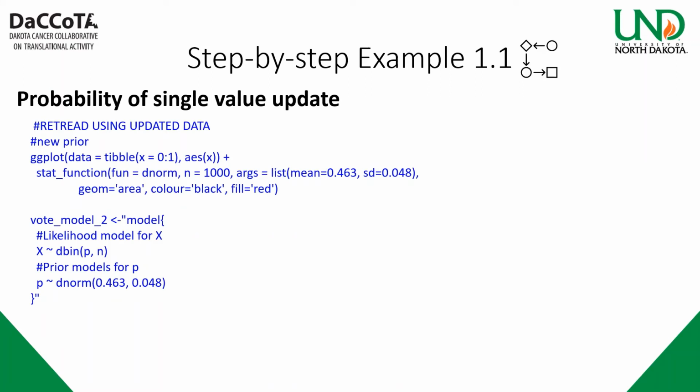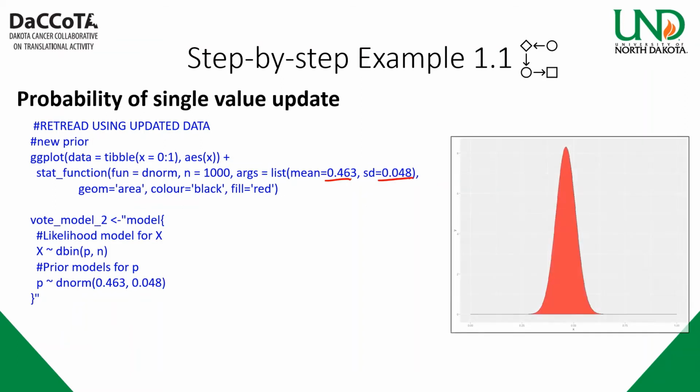So what I'm going to do is create a new prior here, given that this information is coming from the output of our previous one. We had a mean of 0.46 and a standard deviation. So this is our new prior, gives us more information, and we're going to plug that back in, just plugging these in directly instead of having variables.